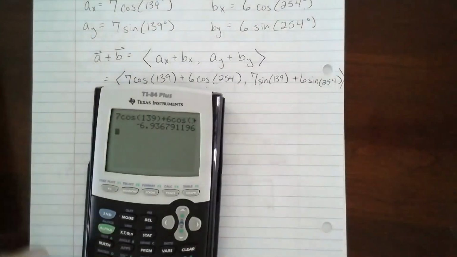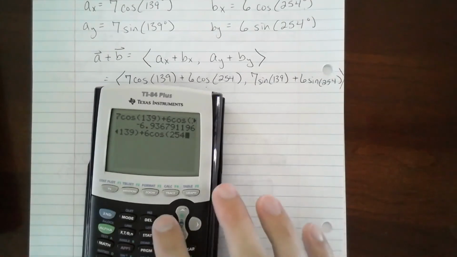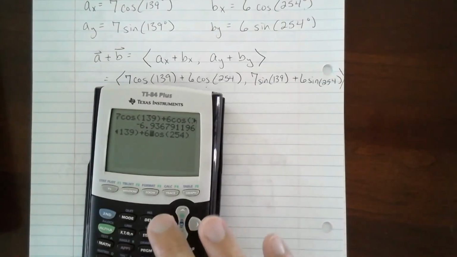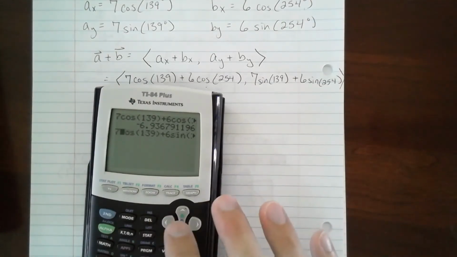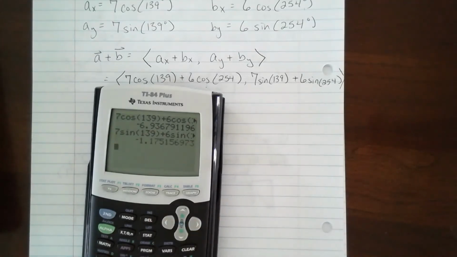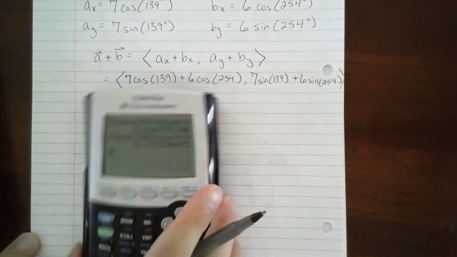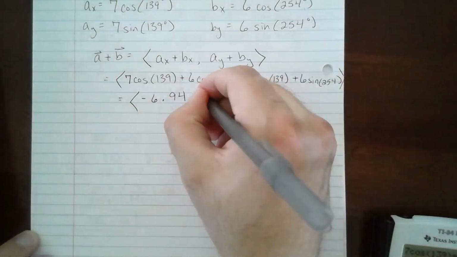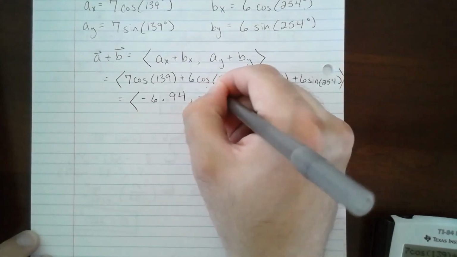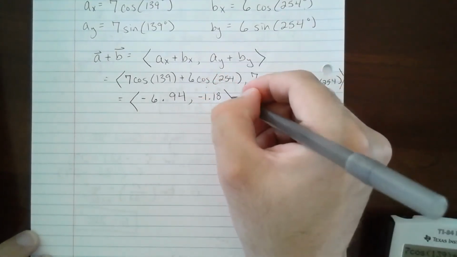And then we're just going to go in a very similar fashion. In fact, I'm going to hit second enter to retype in my previous problem, and I'm just going to scroll over to the cosines and turn them into sines instead. That way I don't have to retype everything in that problem. And I see that for this version, we have negative 1.18 for our y component.